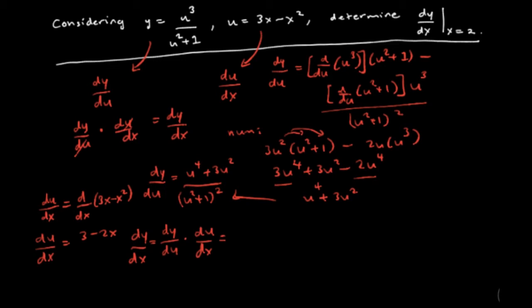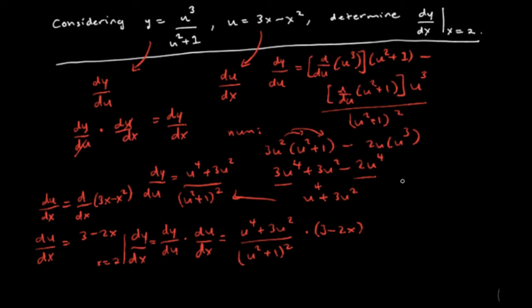Now when you do this, what you're going to see is u to the power 4 plus 3u squared over u squared plus 1 squared, times 3 minus 2x, right? But we also need to find the derivative where x is equal to 2, okay? So this is a derivative function.